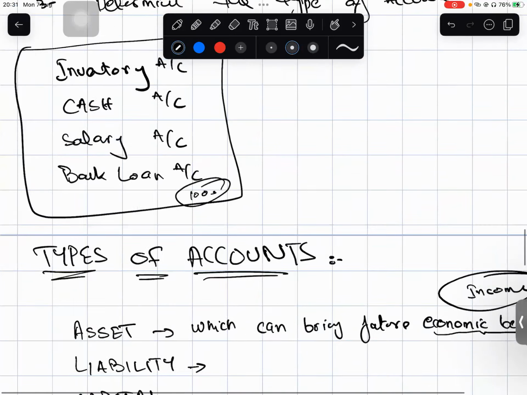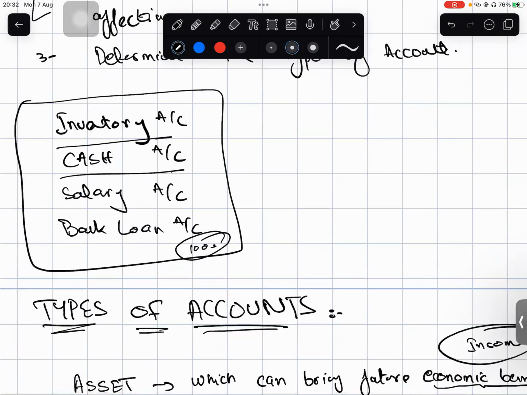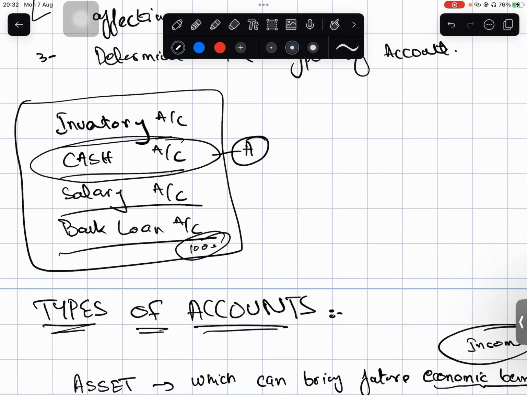So if we talk about these 4 accounts, inventory, cash, salary, and bank loan, what do you think your cash account would be? Would it be an asset? Asset. Perfect. And which other of the 3 accounts would be an asset? One of these 3 accounts is also an asset. Bank loan. No, not bank loan. Inventory. I'll tell you why. Inventory. Yes, absolutely. Now, why inventory first? Let me tell you why inventory first.